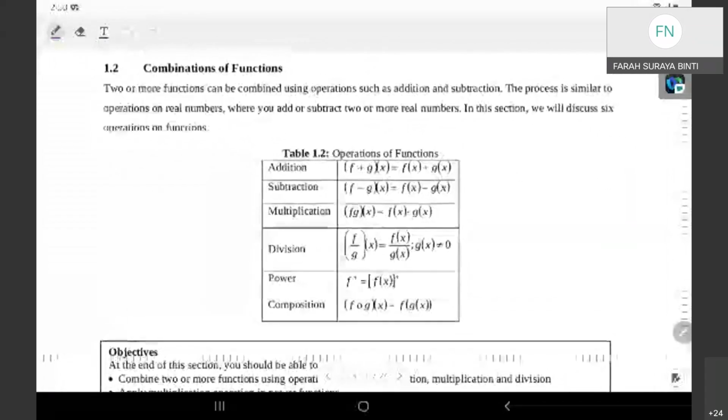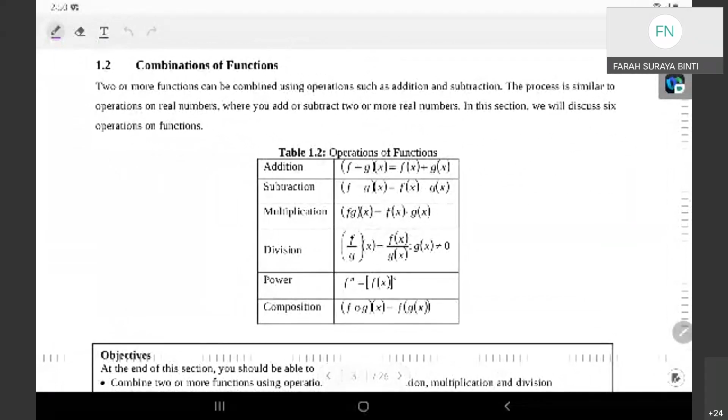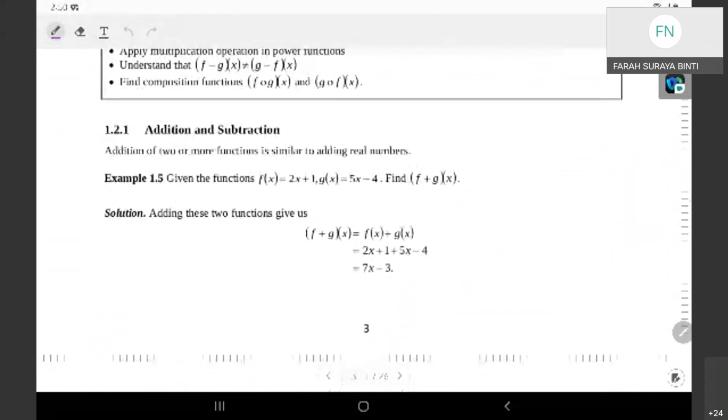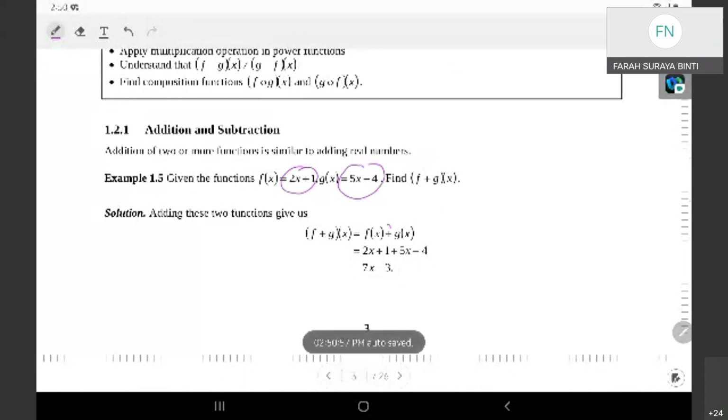Ini tak adalah keluar exam sebab ini adalah dia terangkan hanya konsep-konsep macam mana nak tambah, tolak, darab, bahagi untuk function. Okay. Okay, addition and subtraction. Okay, ni semua orang tahu kan macam mana nak tambah dua function. Okay, let's say the first function is 2x plus 1 and then the second function is 5x minus 4. And then kita nak tambah dua-dua function. So akan jadi 7x minus 3. Ini saya tak perlu terangkanlah lagi.